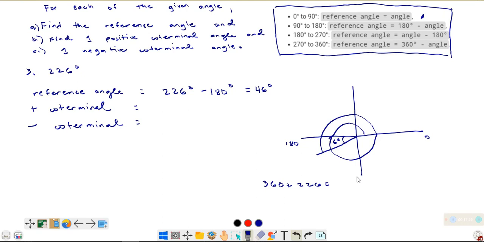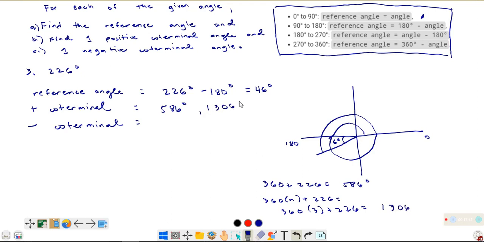360 plus 226, meron kang 586 degrees. Again, kung gusto mong maraming revolution, 360 times n plus 226 lang tayo. Halimbawa, tatlo. 360 times 3 plus 226. Coterminal din to with the given angle. That is 1,080 plus 226, 1,306. Yan. And so on. Marami pa yan.